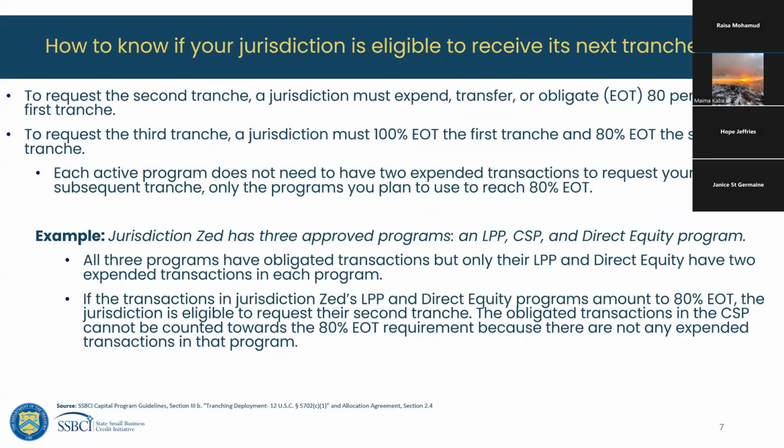Okay, so how do I know if I'm eligible to receive my next tranche? Before I get into this, I also want to provide some clarification related to this. When we say jurisdictions must expend, transfer, or obligate, EOT, 80% of their first tranche, that includes E, O, and T. We've seen some misconceptions that 80% has to be all expended. That's not the case. Jurisdictions must E, O, or T 80% of that first tranche to receive their second tranche. And to request the third tranche, the jurisdiction must EOT 100% of the first tranche and 80% of that second tranche.